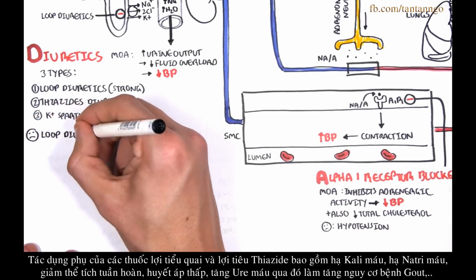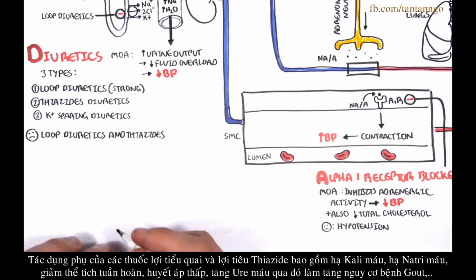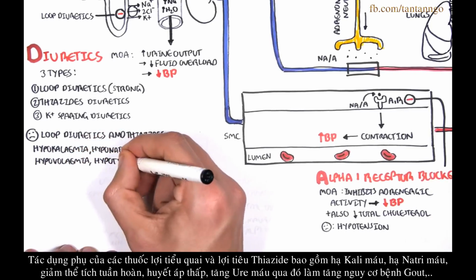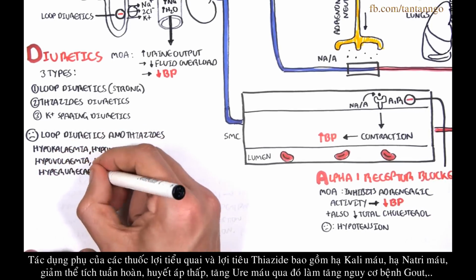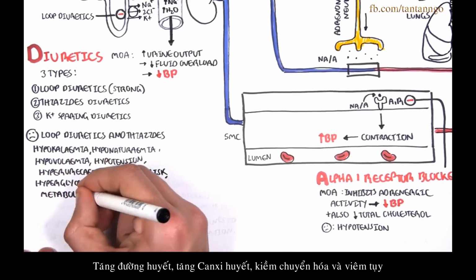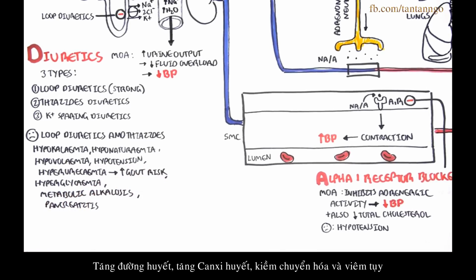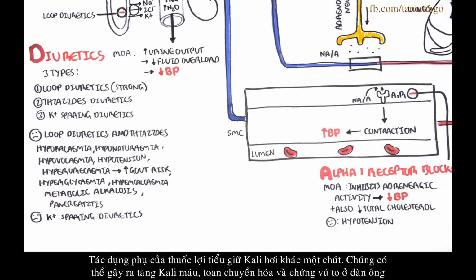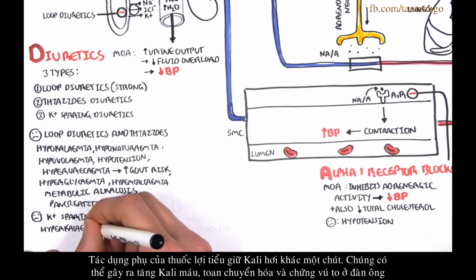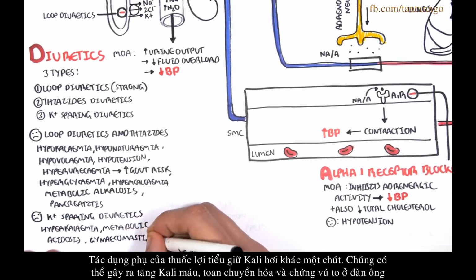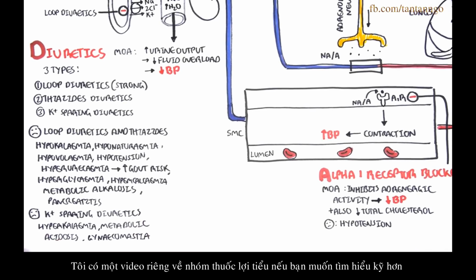Side effects of loop diuretics and thiazide diuretics include hypokalemia, hyponatremia, hypovolemia, hypotension, hyperuricemia, which increases the risk of gout, hyperglycemia, hypercalcemia, metabolic alkalosis, and pancreatitis. The side effects of potassium-sparing diuretics are quite different in that they can cause hyperkalemia, metabolic acidosis, and gynecomastia. If you want to know more about diuretics, I have a separate video on the pharmacology of diuretics.